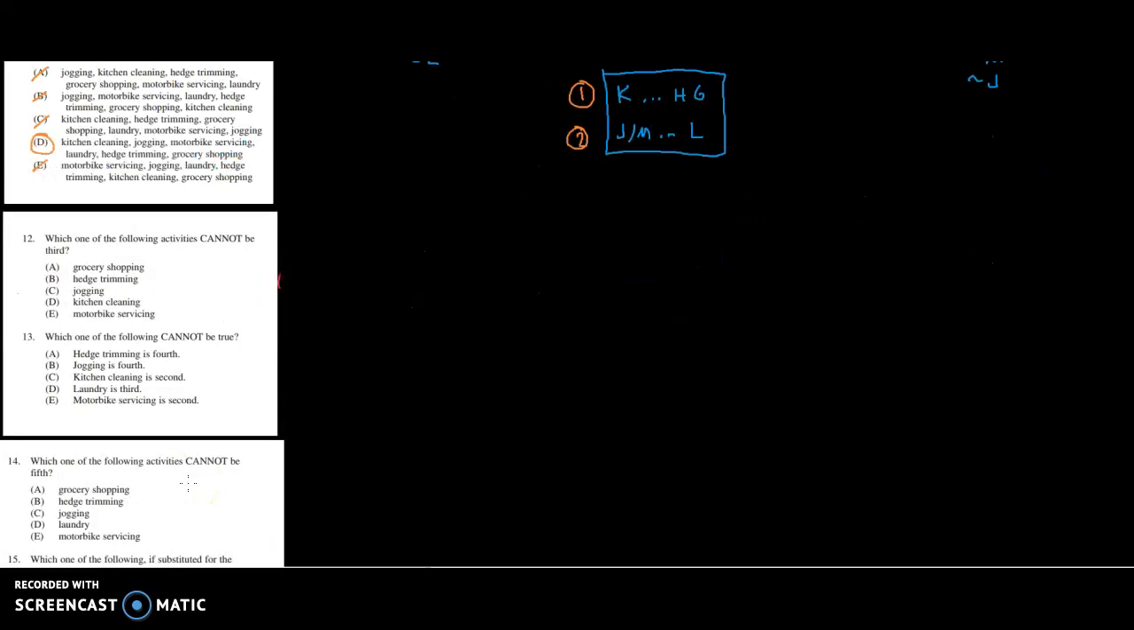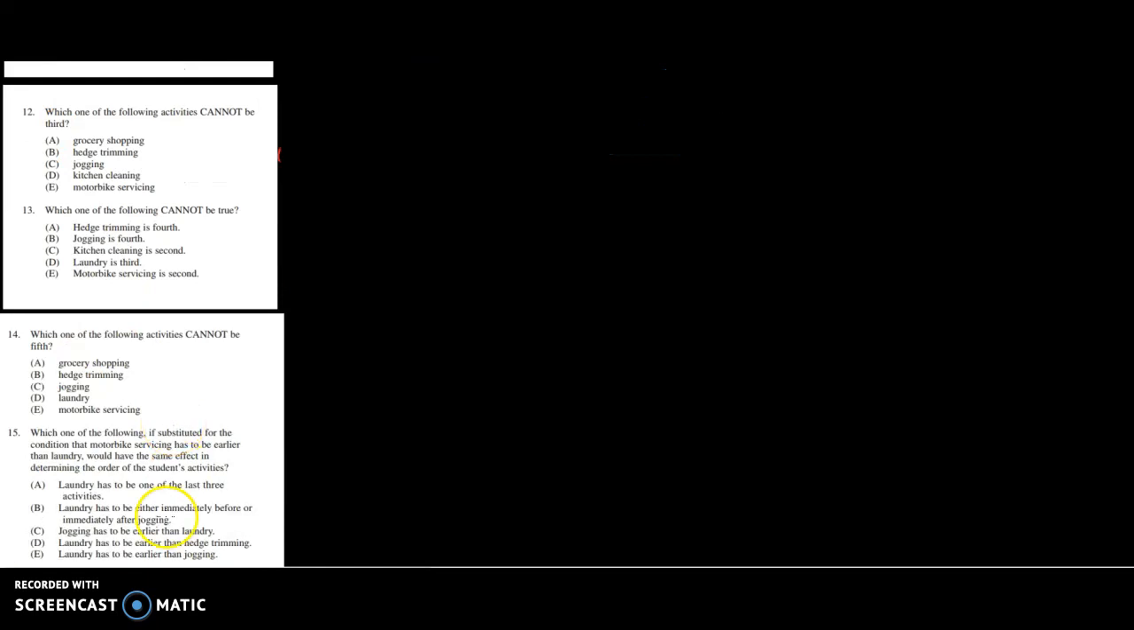Let's look at 12. One thing I want to point out real quickly: it seems like 12, 13, and 14 are a little irritating in the sense that they are asking which one of the following activities cannot be something. Can't be true, can't be fifth, can't be third. What that means is a little bit irritating, because the correct answer, and this is a teachable moment, is a must be false. In other words, this is something that violates a rule.